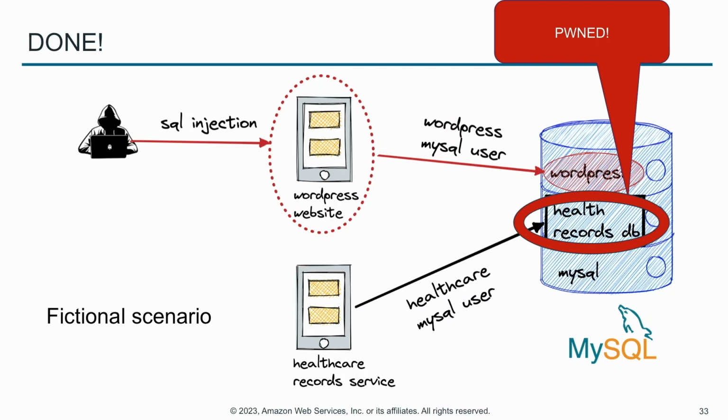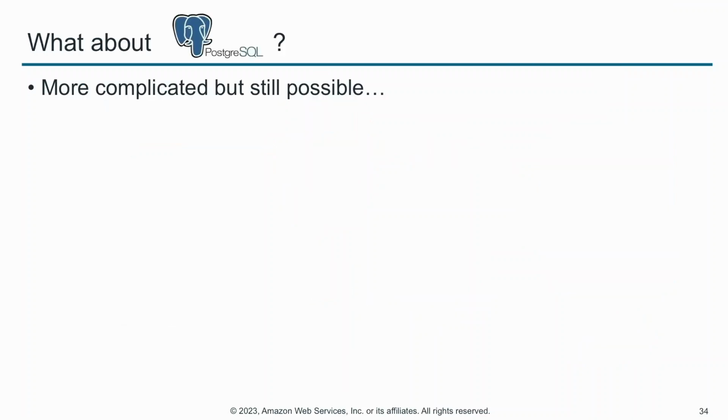All right, so we get to the health records database. So what's next? Well, before we go next, what about Postgres? I don't have a proof of concept for Postgres, but I believe that it's more complicated, but still possible. Postgres has, and MySQL also now has, explain analyze, which actually executes the query. But the challenge for Postgres is how to create a statement which will be executed when you run explain.